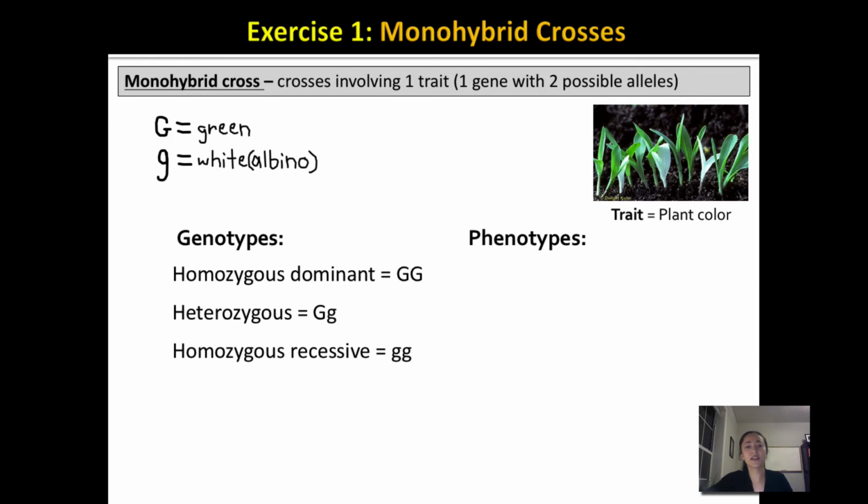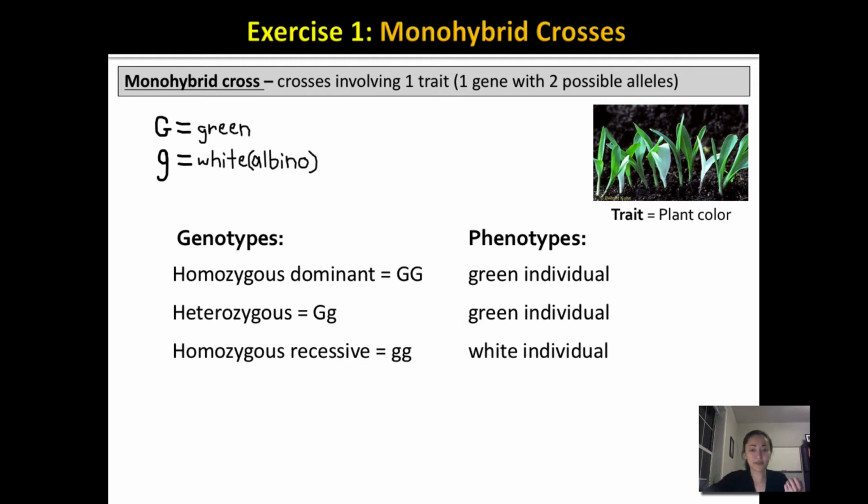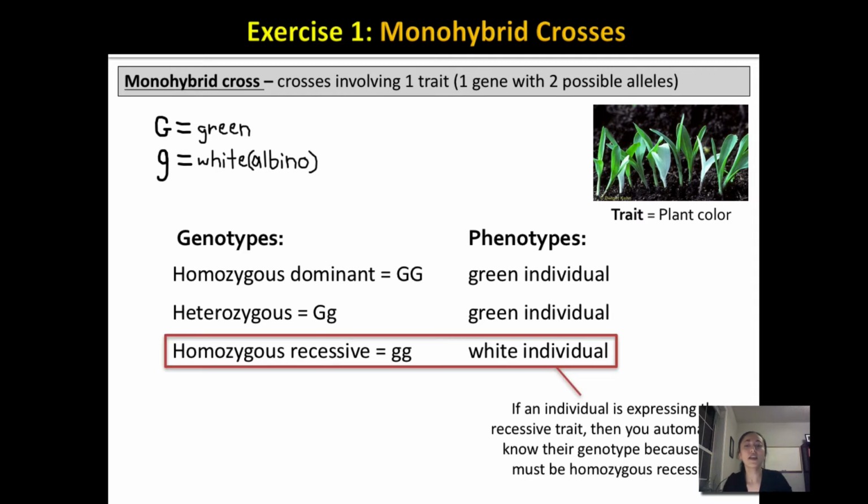Well, if they're homozygous dominant, they're going to express the big letter because that's all they have, so they'll be green. If they're heterozygous, they're again going to express the big letter because the big letter dominates the recessive letter, or the little one, and they'll also be green. If they're homozygous recessive, they will be white. An important thing to note here is that if an individual is expressing the recessive trait, then you automatically know their genotype because they have to be homozygous recessive.